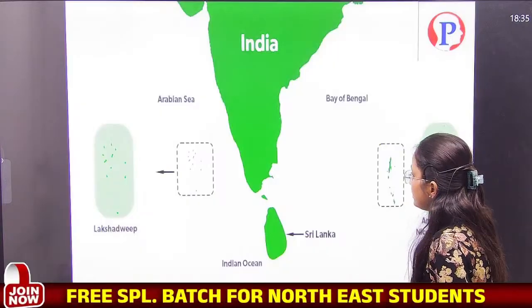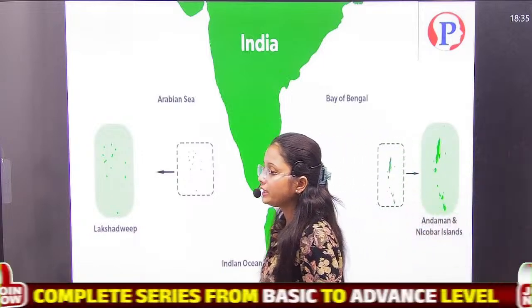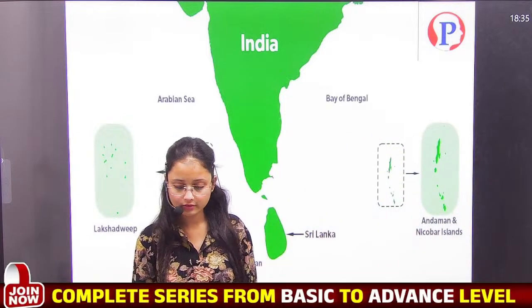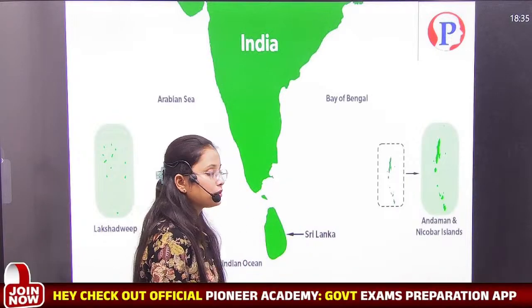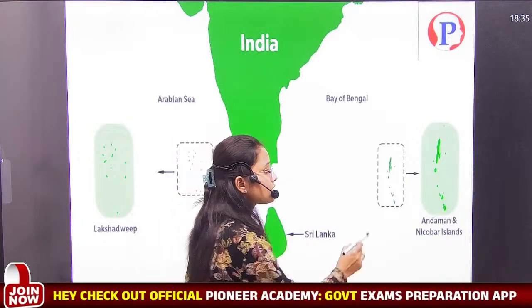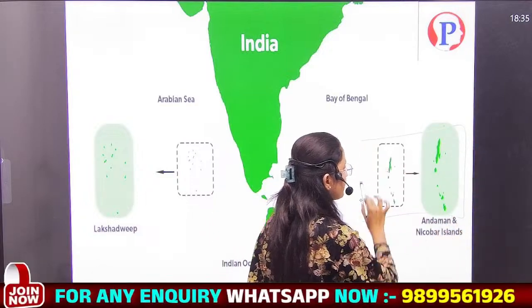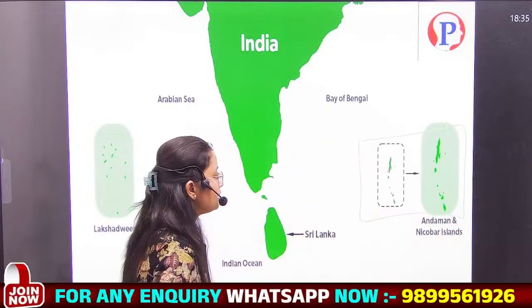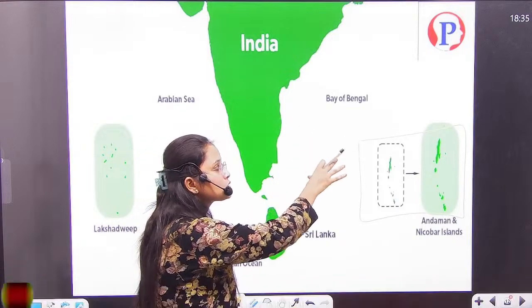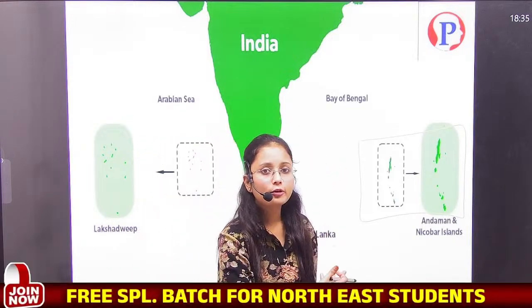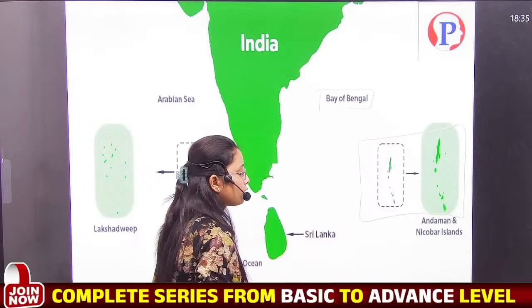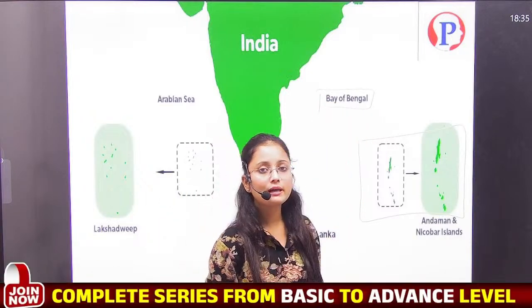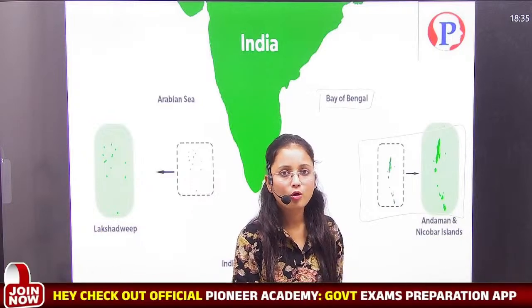Now we are going to talk about how many islands there are in India, and which islands we are going to talk about. First one is Andaman and Nicobar. This is a water body which is located on the side of India. It is the Bay of Bengal. So you can say the Andaman and Nicobar is located in the Bay of Bengal.